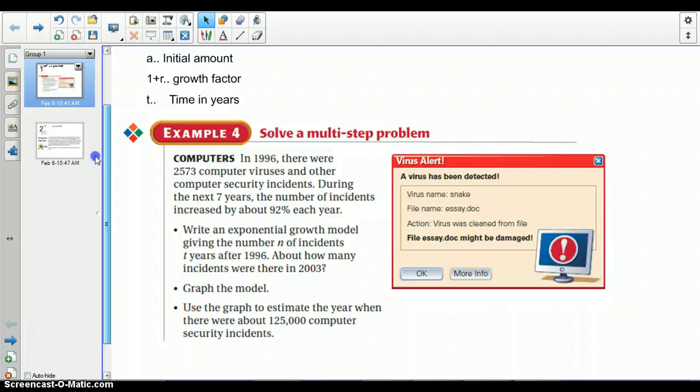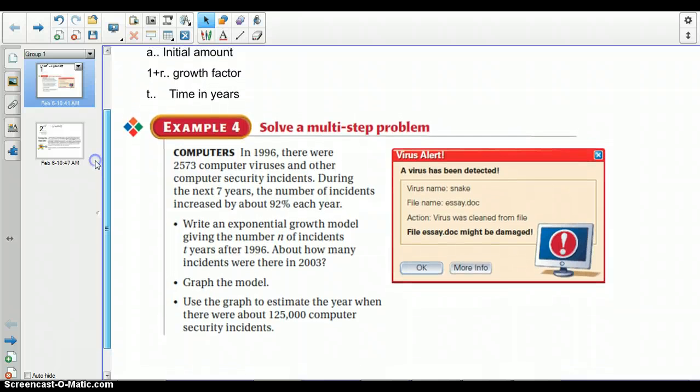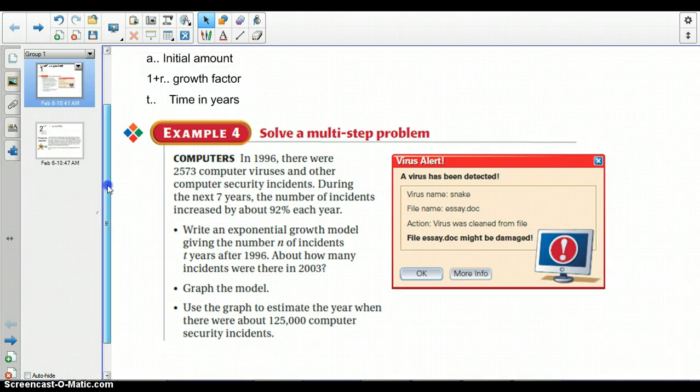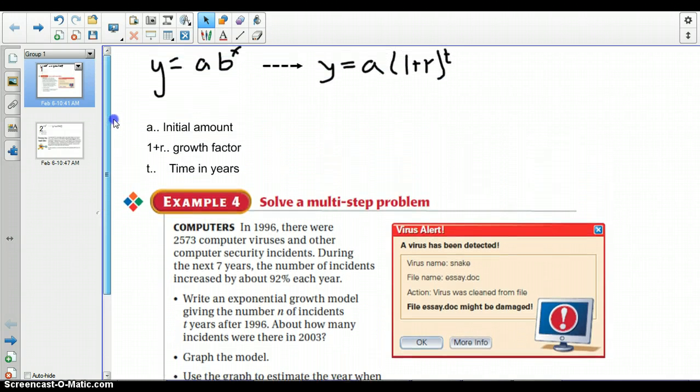Let's look at one of the examples from the book. In 1996, there were 2,573 computer viruses and other computer security incidents. During the next 7 years, the number of incidents increased by about 92% each year. Write an exponential growth model giving the number n of incidents t years after 1996. How many incidents were there in 2003? So let's go back to our model.